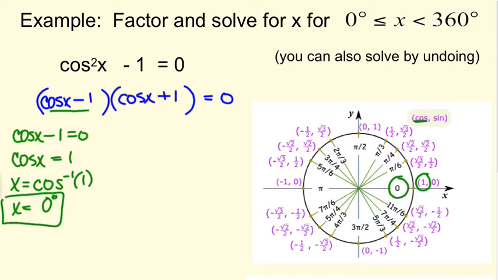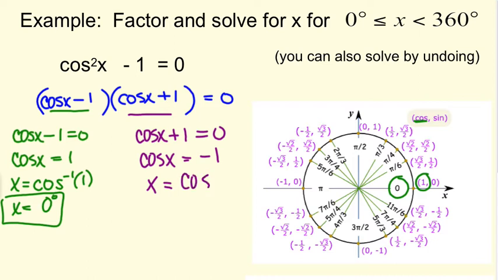Now we'll go to the second factor. Cosine of x plus 1 equals 0. Cosine of x equals negative 1. Then cosine inverse of negative 1. Where do you see a negative 1 for your x? Right there. So that angle is pi, or 180 degrees.